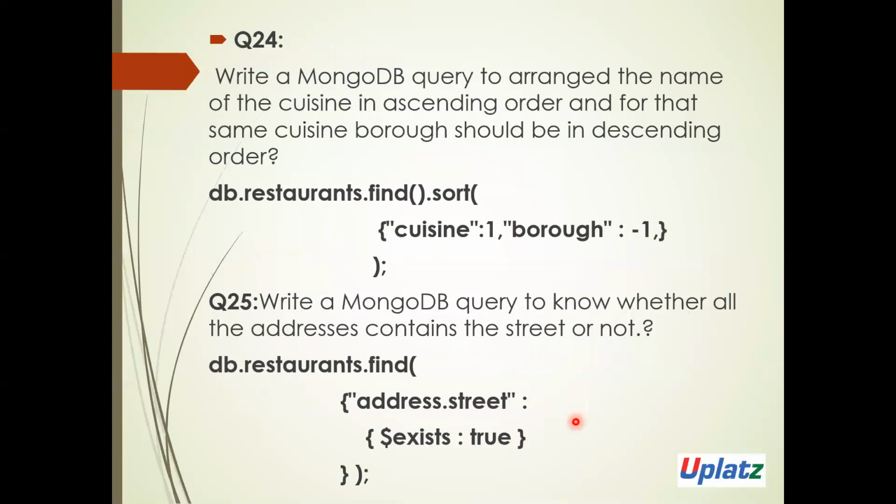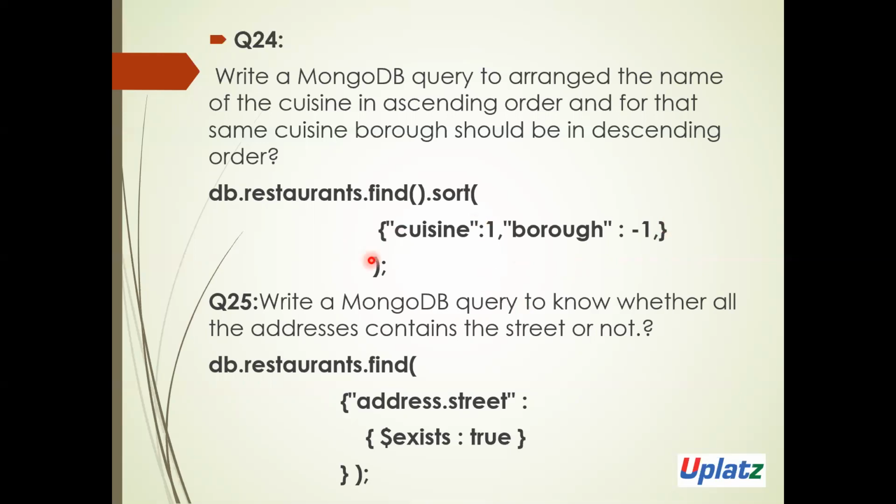Next question is: write a MongoDB query to arrange the name of the cuisine in ascending order, and for the same cuisine, the borough should be in descending order. So cuisine should be in ascending order, but the borough should be in descending order. With the help of the sort method, we are able to do this. Positive one means ascending, negative one means descending. So we can do this easily.